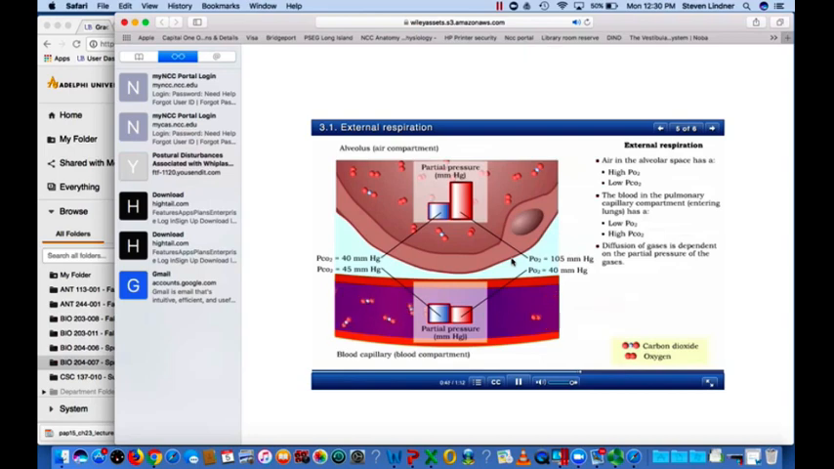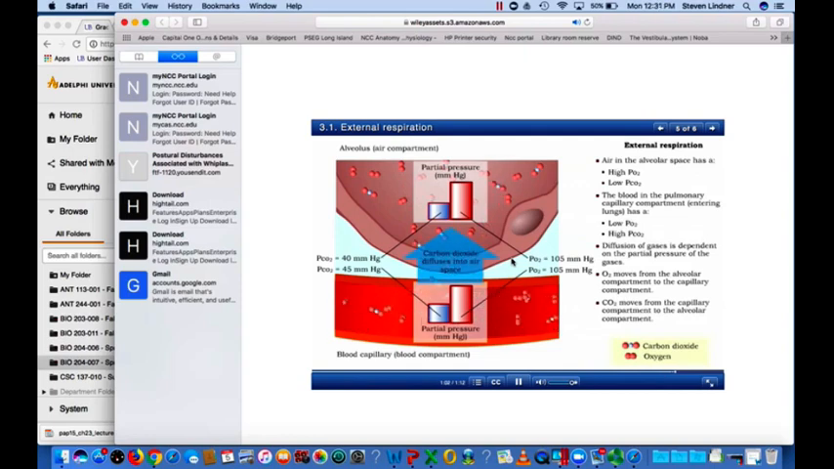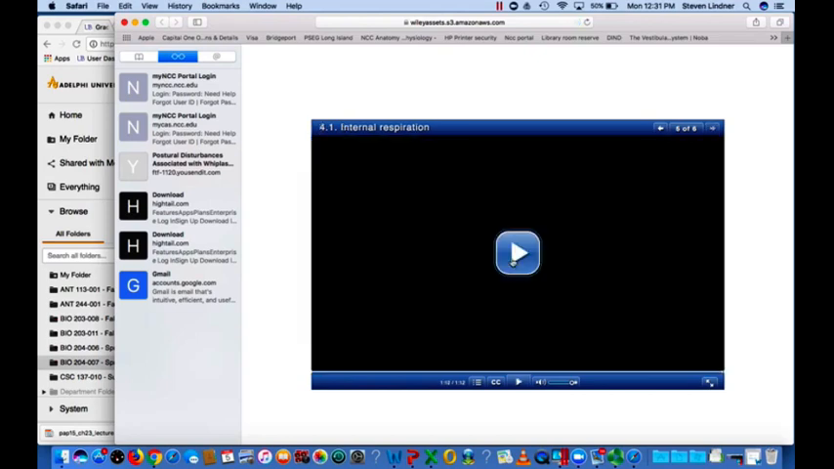Diffusion of gases is dependent on the partial pressure of the gases. Oxygen moves from the alveolar spaces into the blood. Thus, blood leaving the lungs and flowing to the rest of the body is well oxygenated. Carbon dioxide moves out of the blood in the capillary compartment into the alveolar air spaces and is removed from the body at the next expiration.